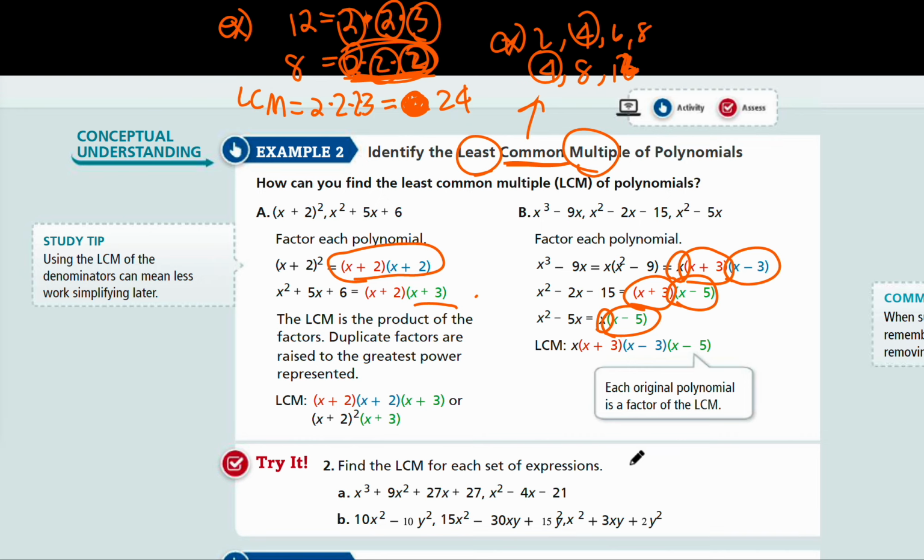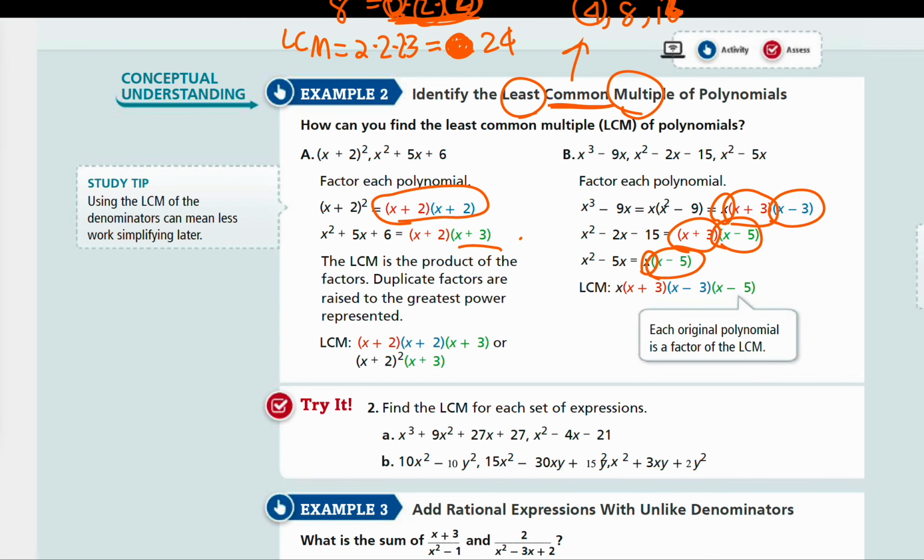Okay, so let's look at try number 2, A and B. Pause the video, see if you can do it by yourself. Come back when you're ready for answers. Okay, are you ready? Let's check.